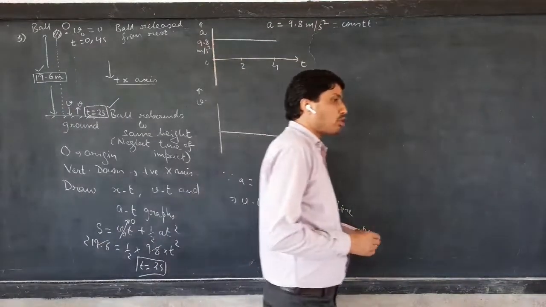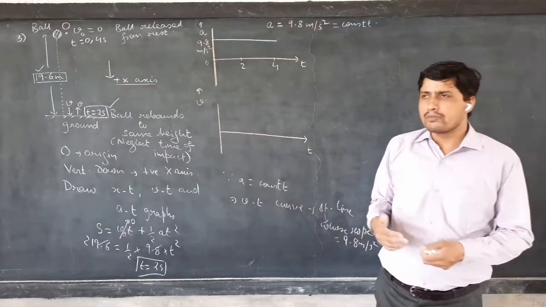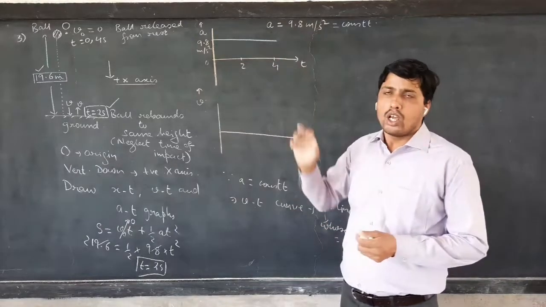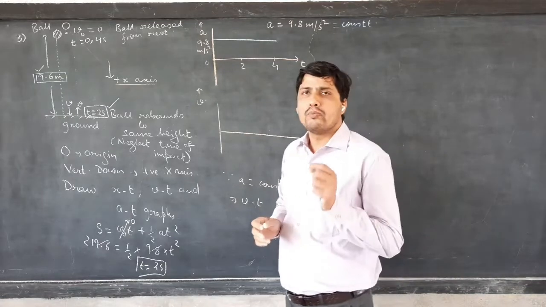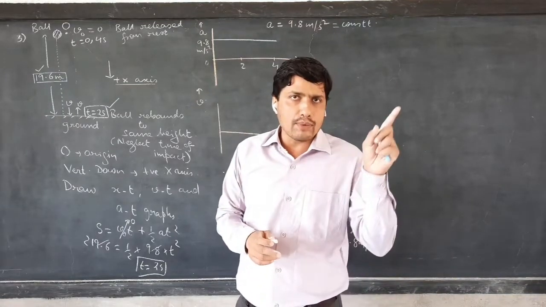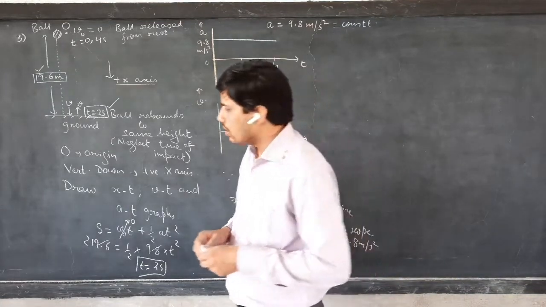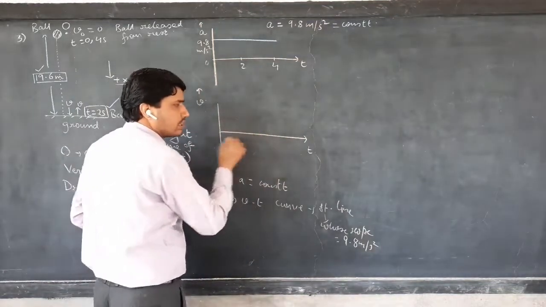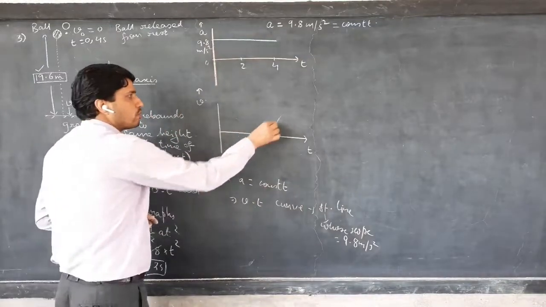This slope is positive. Why I am saying positive? Because slope should give acceleration, and acceleration we have written is positive. Slope is positive means the graph should make acute angle with the time axis. So we can have a graph like this. We cannot have a graph like this. First thing, the graph should be like this.